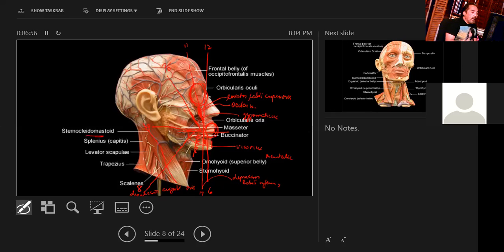Then I've got my sternocleidomastoid. And the one that wraps around the neck is going to be the splenius capitis. Then levator scapulae, you can see it from here. And this is still part of the trapezius. Right, and then this is my temporalis muscle of mastication. This is my frontal belly, right here.